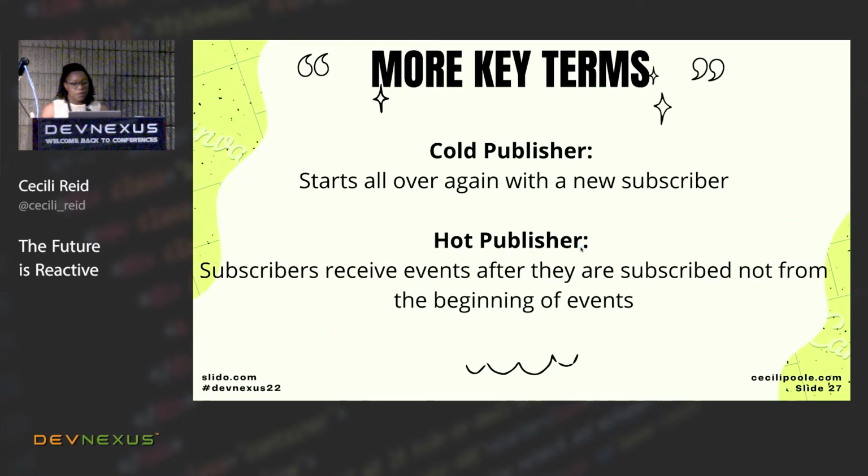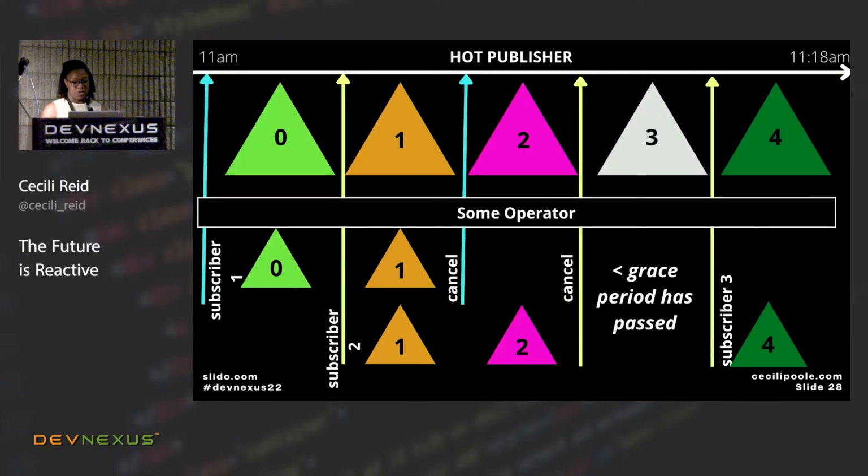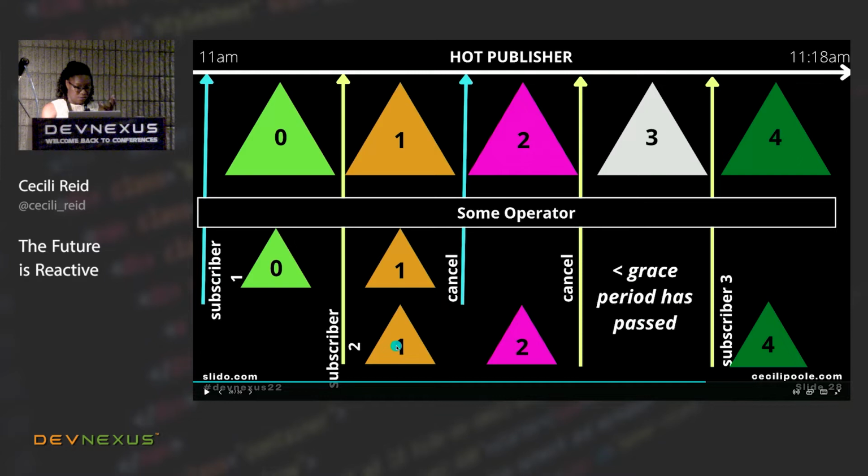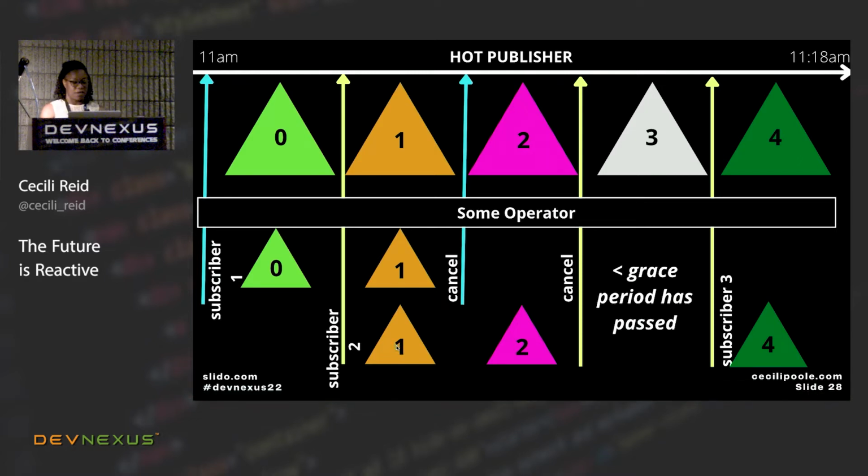So a hot publisher doesn't allow a subscriber to see from the beginning of events, but a cold publisher does. Here's a helpful diagram, because I'm a very visual learner, and with something like this, the more complex it gets, the harder it is to really understand what's going on. So the marble diagrams and drawing it out is extremely helpful. With this hot publisher, with my first subscriber, I get the very first event. With my second subscriber, I get only the second event.